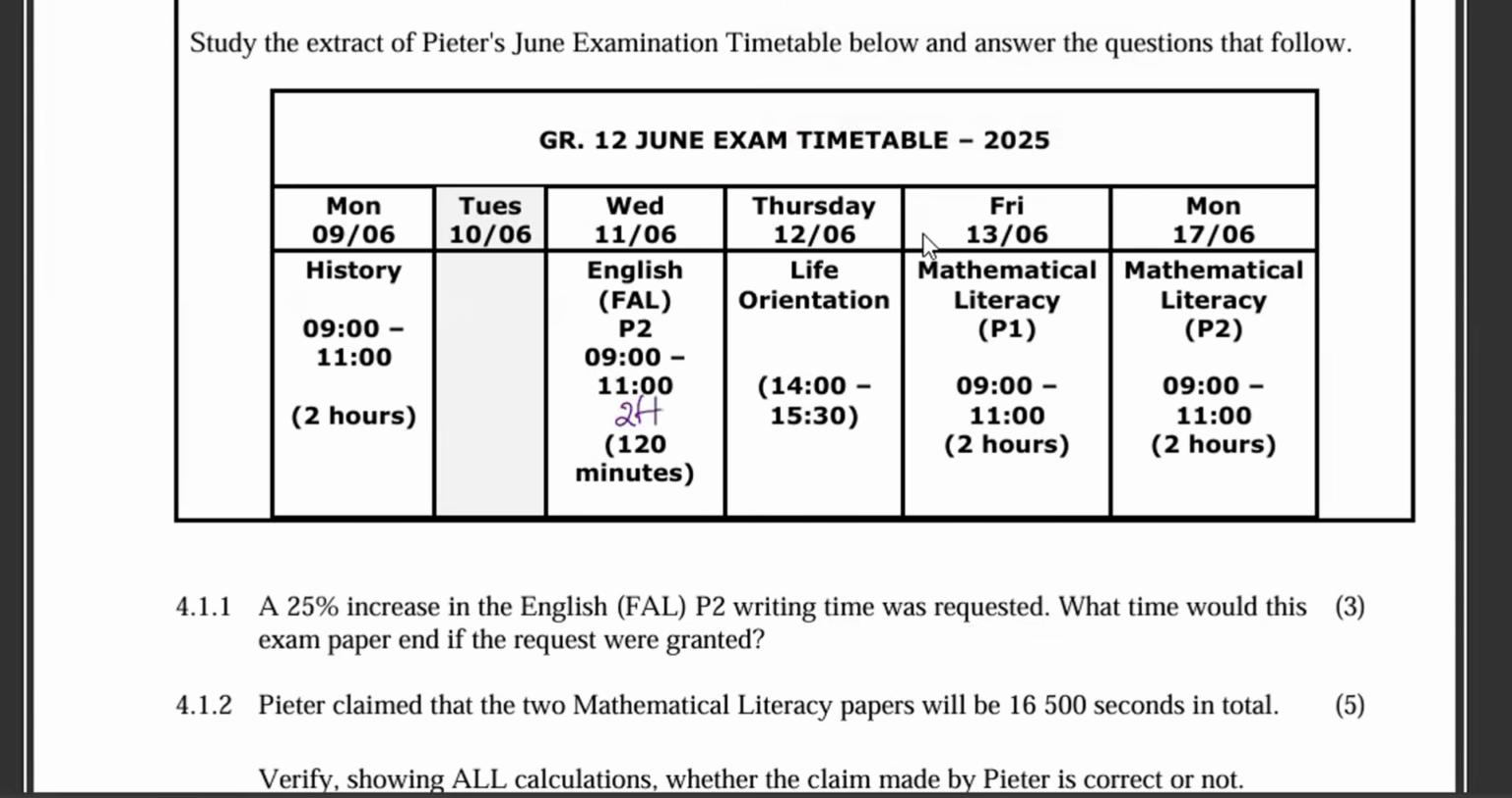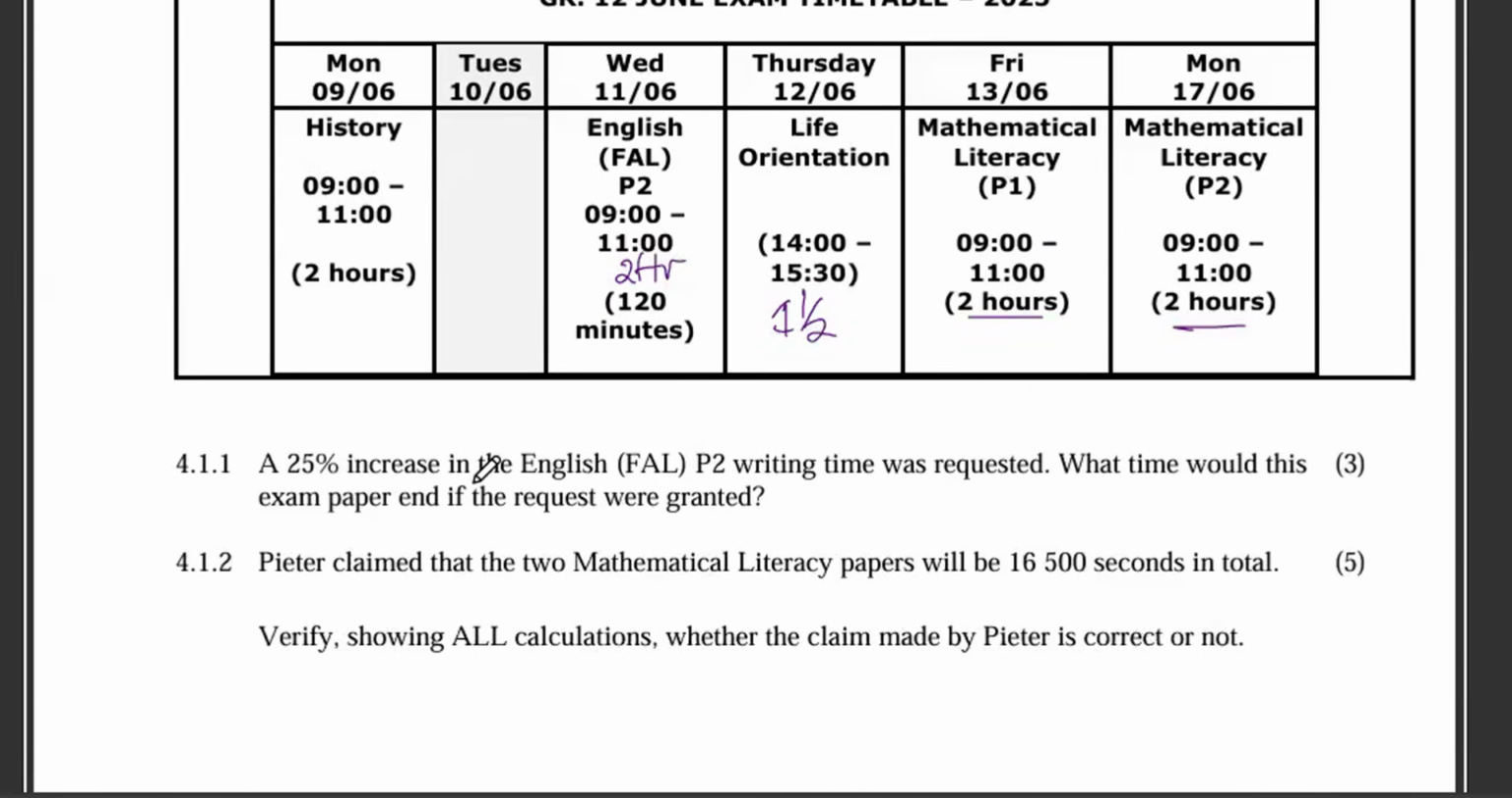Isn't it? Yes. Life Orientation written from 14 hours to 15 hours, 30 minutes. Indeed it's true, it's 1.5 hours. Then we come to Mathematical Literacy written for 2 hours. Let's look at the questions. A 25% increase in English paper 2 writing time was requested. What time would this exam paper end if the request were granted?